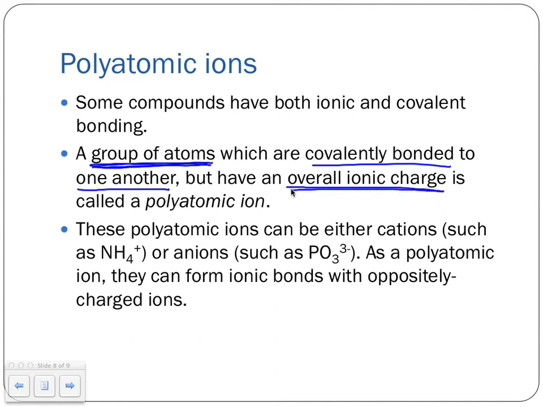And if that happens, the term that's used for them is polyatomic ions. You know, that root poly means many, atomic, atom. So this means a many-atom ion. And so an example of this might be NH4+, like this.